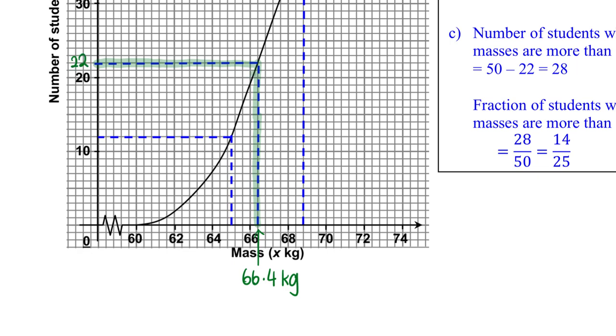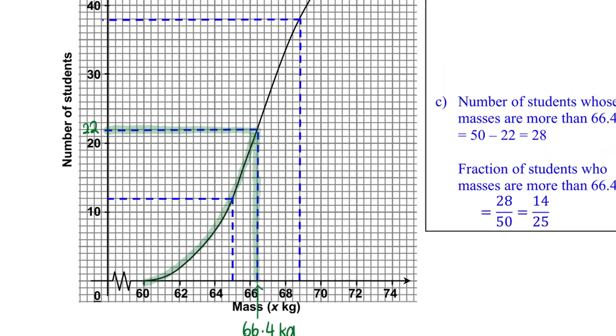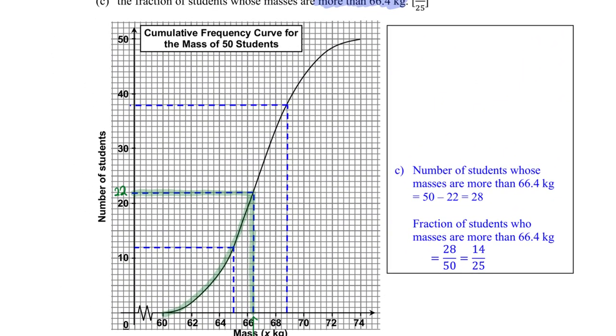students whose mass is less than 66.4. So with the total number given, I can easily find the number of students who are more than 66.4. I just need to minus. And after which, since they want a fraction, so 28 over 50. Please give your final answer in the simplest form. 14 over 25.